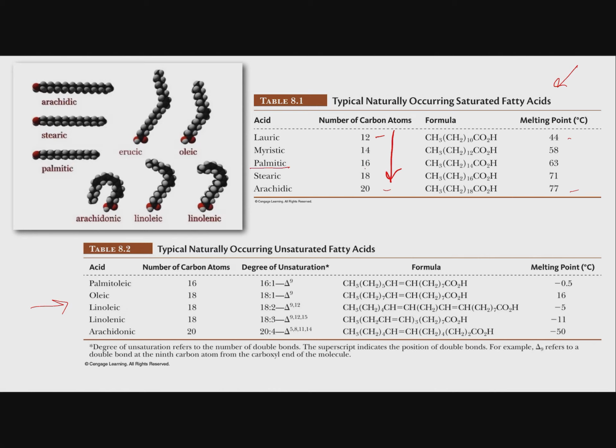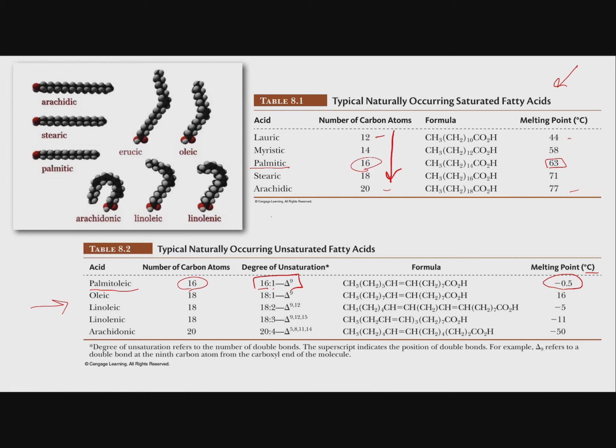So let's take a look at palmitic acid, 16 carbons. We go here to palmitoleic acid, 16 carbons. The notation for double bonds is to show how many carbons you have and then how many double bonds you have. So palmitoleic acid only has one double bond, so it's a 16-1. It's a delta 9, so that means, oh, I'll show you what that means in a second. But that's the position of the double bond. Look at the melting point. Negative 0.5 Celsius compared to 63. That one double bond changes the melting point dramatically.